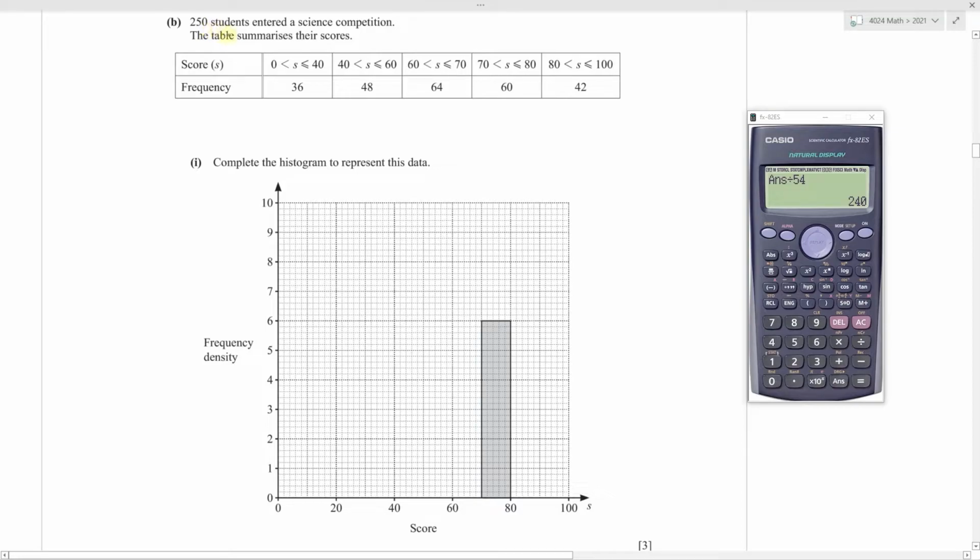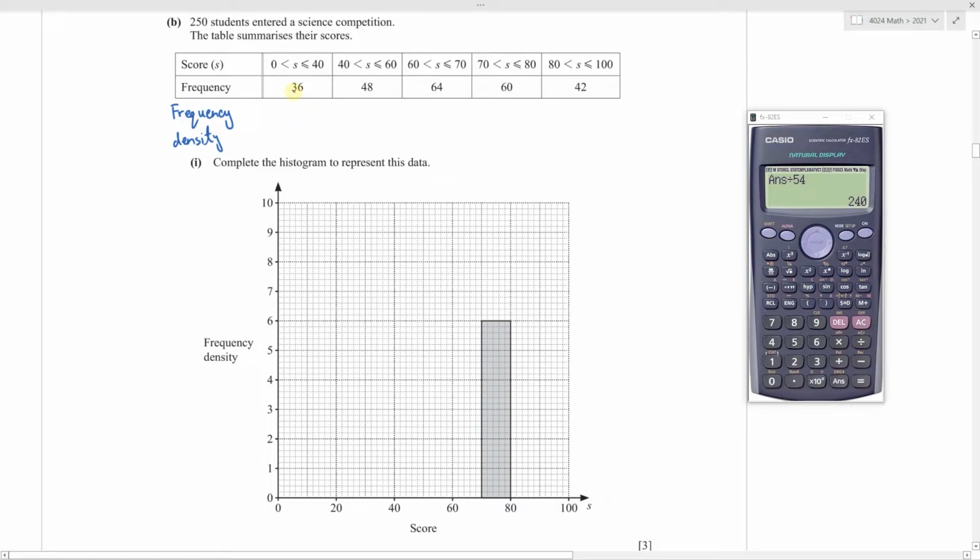Part B: 250 students entered a science competition. The table summarizes their scores. So you have scores, ranges or class intervals, and then the frequency. So 36 students scored between 0 and 40 in this science competition. 48 students scored between 40 and 60 and so on. Complete the histogram to represent this data. So on the x-axis you have the score, and on the y-axis you have the frequency density. So first we need to calculate all of the frequency densities before we can complete the histogram. So I will add another row here of frequency density.